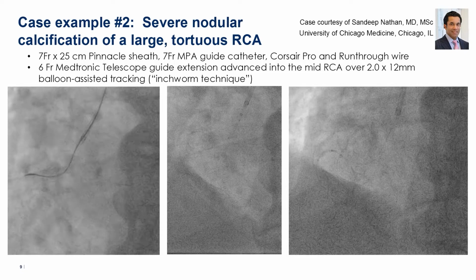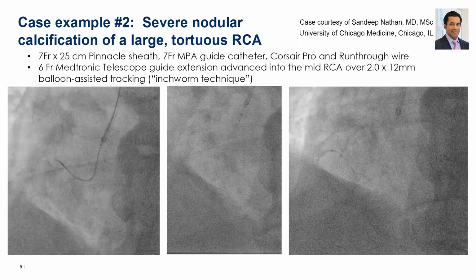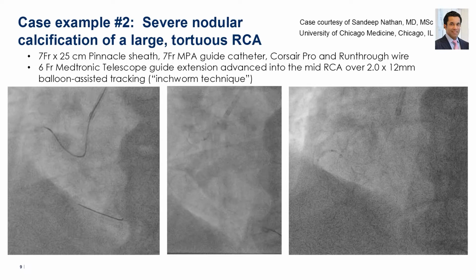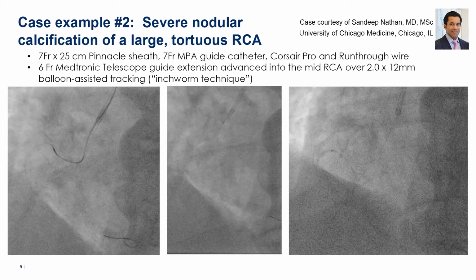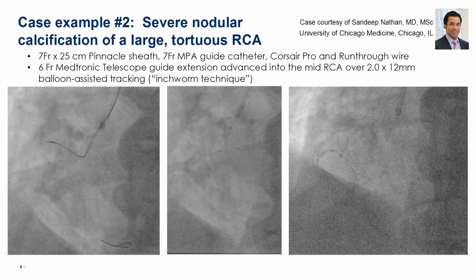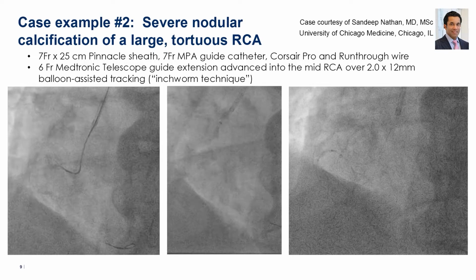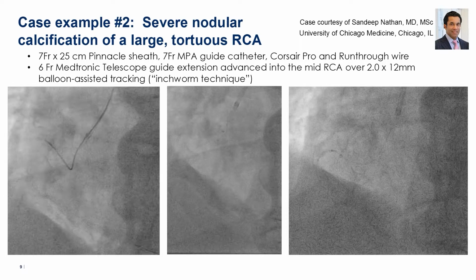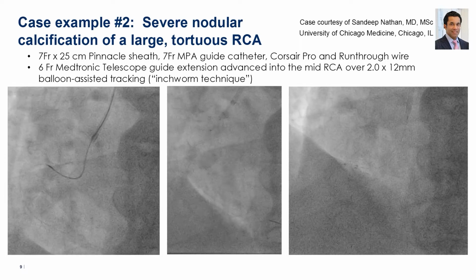And when you look at the equipment choices we made, 7 French by 25 centimeter Pinnacle sheath, a 7 French multi-purpose guide, because the takeoff of this RCA is also a little bit unusual in that it's pointing straight down, almost like a vein graft, followed by a 360-degree loop, which you fully appreciate when you try to put wires or any devices past it.